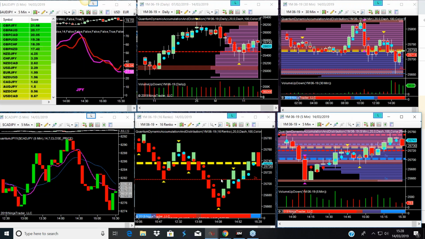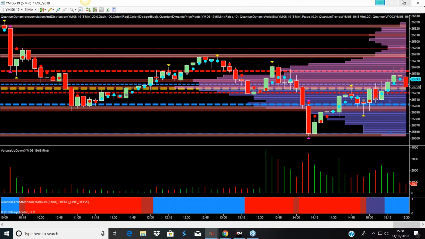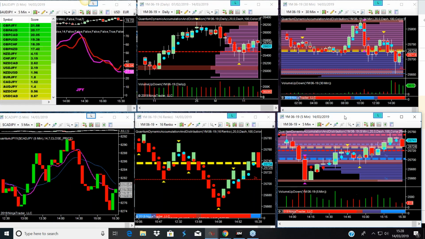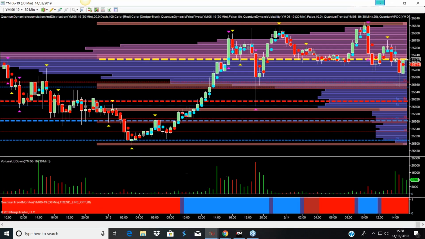Right, what's happening on the YM? As we can see here, as I said, it looks like it's going back down to the volume point of control. And on multiple time frame analysis, because I've got the 30 minute chart here, the congestion that you can see around the 30 minute chart as well is another reason why this is going to be a tough day to actually grind some points out of this market.